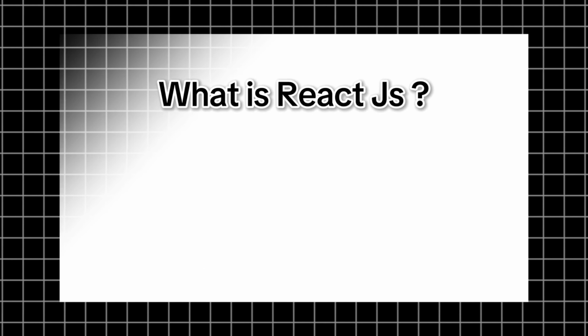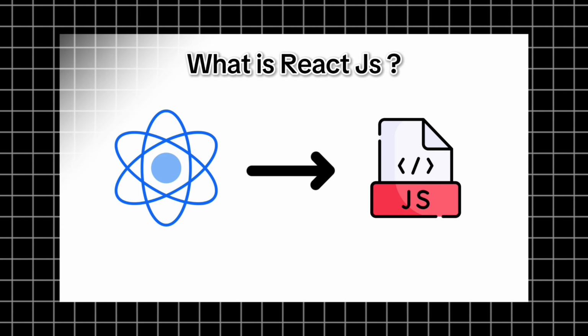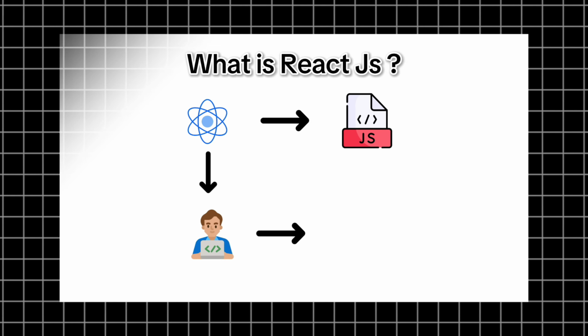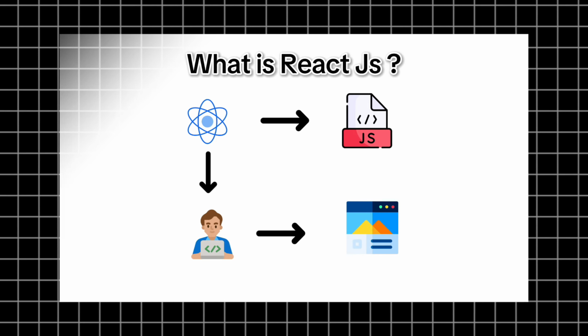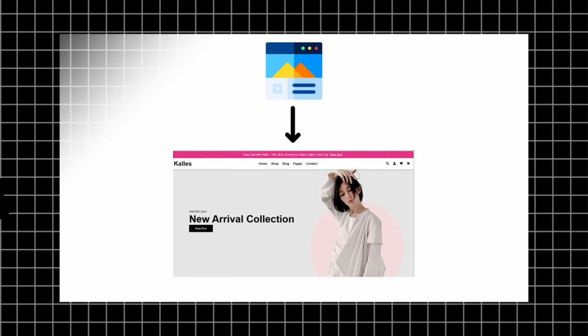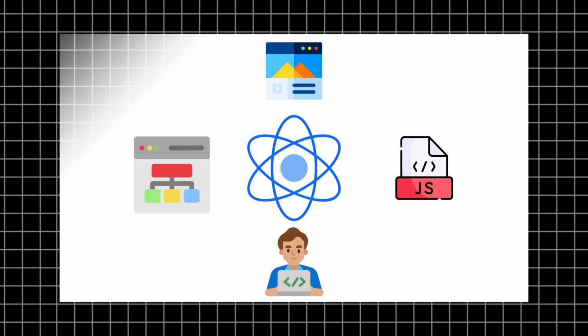But what does the term React.js mean? React.js is a JavaScript library, but what does that mean? Think of React as a tool developers use to create user interfaces, or UIs. A user interface is everything you see on a website or app: buttons, text, images, and many other things. And React helps organize and manage these elements efficiently.